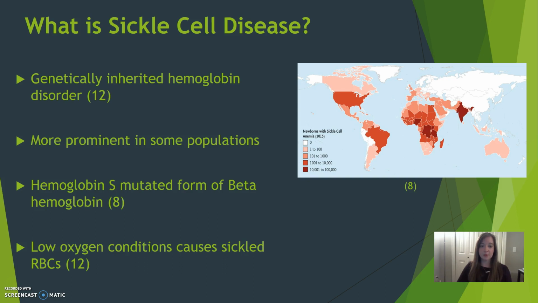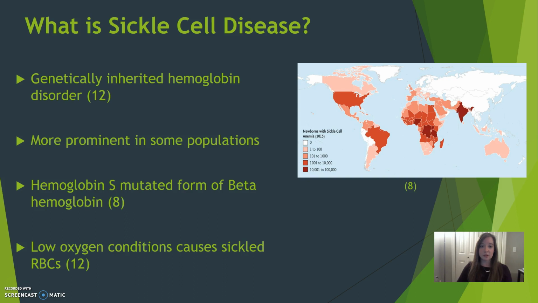Sickle cell disease is most prominent in families whose ancestors came from countries such as those in sub-Saharan Africa, as well as Mediterranean countries such as Greece and Turkey. You can see a map of where it mostly occurs right here to the right.